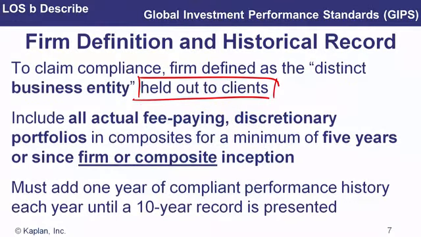Then you have to include all actual fee-paying discretionary portfolios in the composites, like we said previously, and they have to be for a minimum of 5 years or since firm or composite inception. So if you've only been in business 3 years, you can claim since inception, working toward 5, right? And then once you're at 5, you have to add 1 every year in order to continue to claim compliance. So you have to add 1 year of compliant performance history each year until you get to 10.